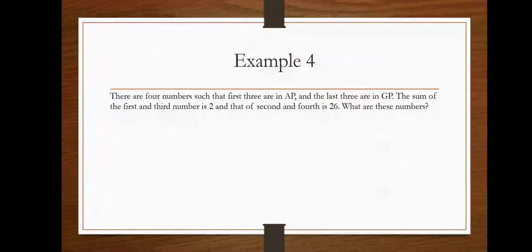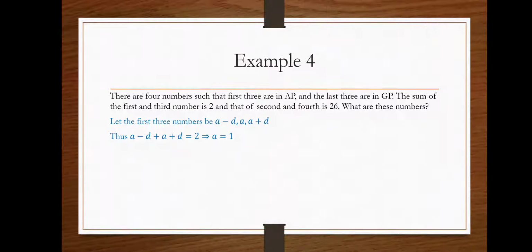Given that, it is also given that the sum of the first and the third is 2. So if I add the first and the third, I get the value of A as 1. So that gives me one of those numbers.